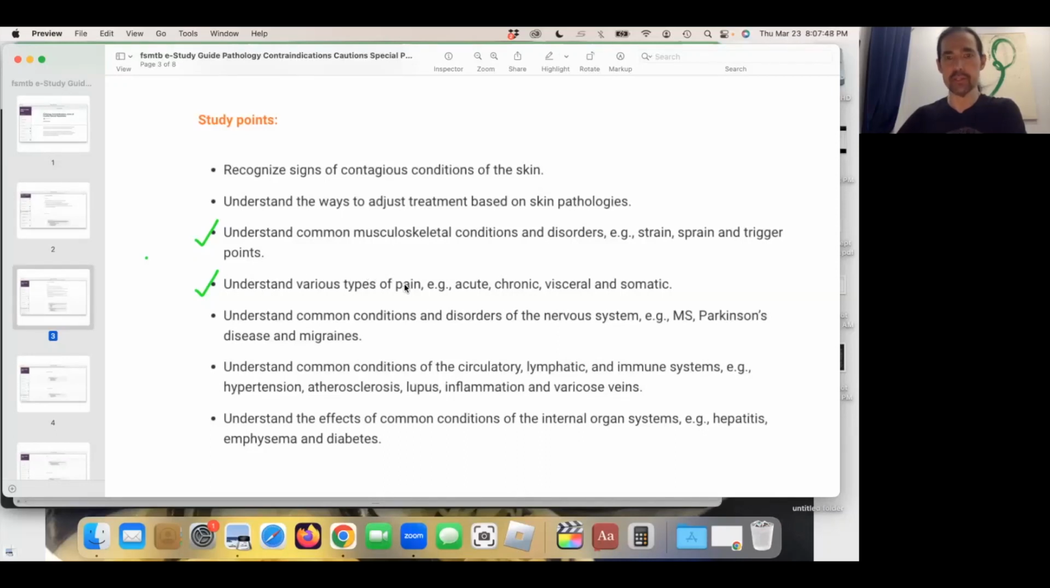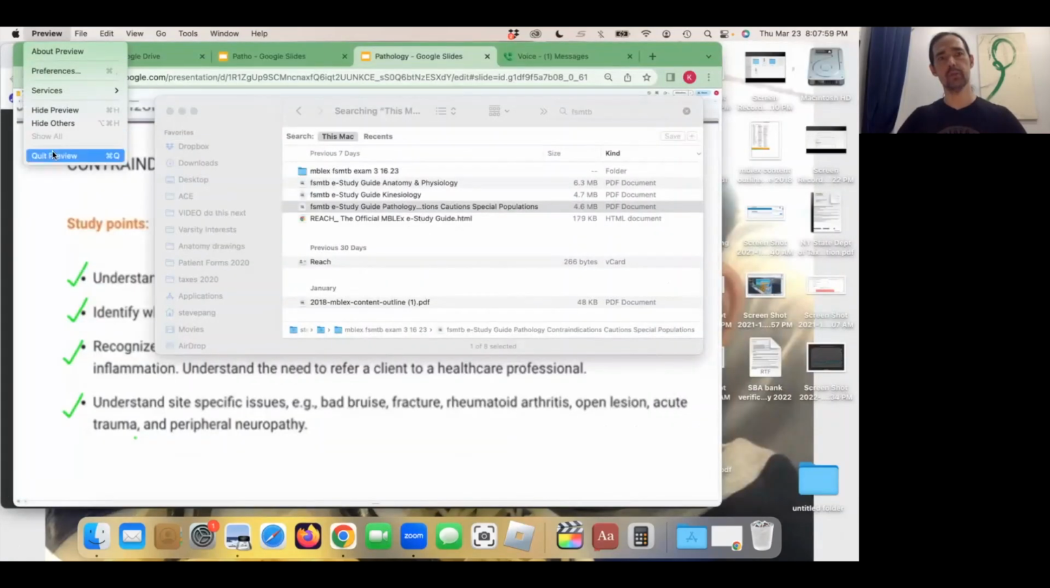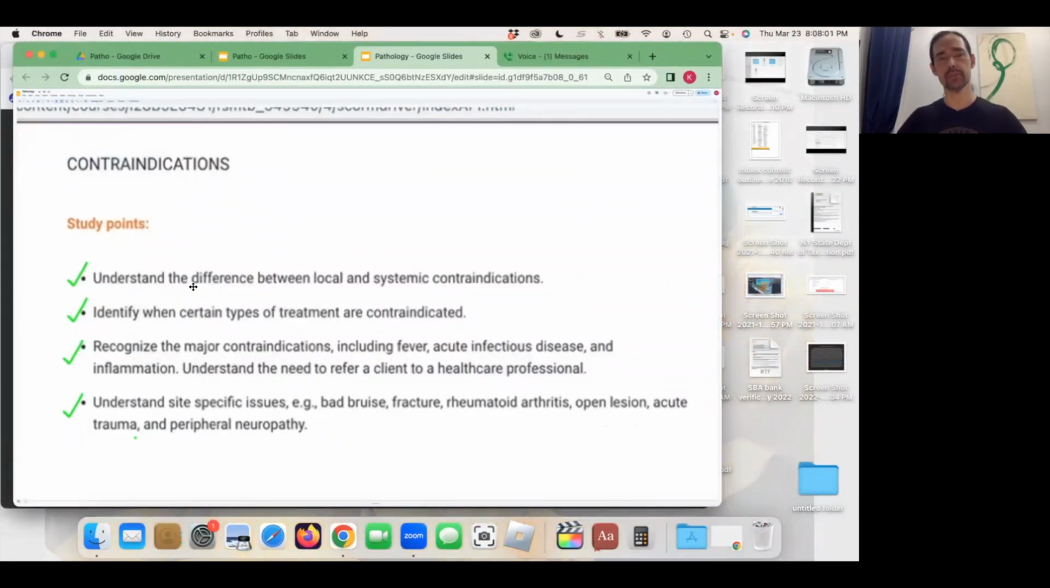And then understanding various types of pain: acute pain, chronic pain, visceral pain, and somatic pain. Actually, we're only going to do acute and chronic tonight. I didn't get visceral and somatic ready for tonight's lecture, but we'll get those eventually.